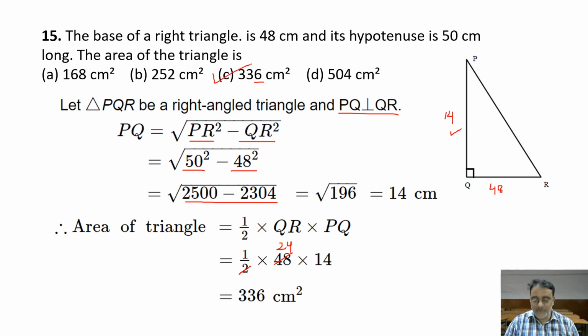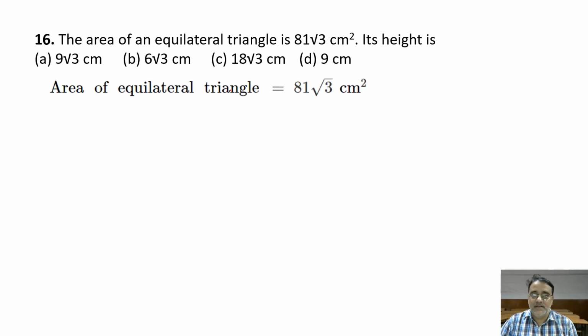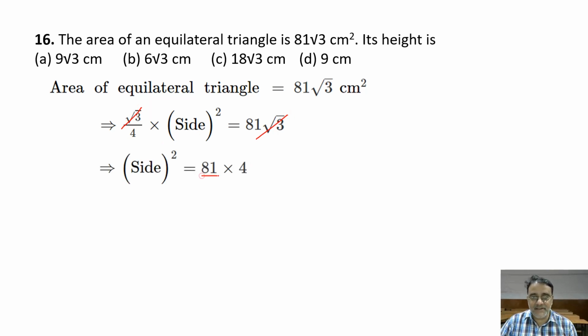Right. So now we are moving toward question number 16. The area of an equilateral triangle is 81 root 3 centimeters square. Its height is dash. So first we will find the side by using the formula root 3 upon 4 a square. Okay. So root 3 upon 4 a square equals 81 root 3. So root 3 cancels and side square equals 81 into 4. The square root of 81 is 9 and the square root of 4 is 2. So 9 into 2 that is 18. So we got the side.